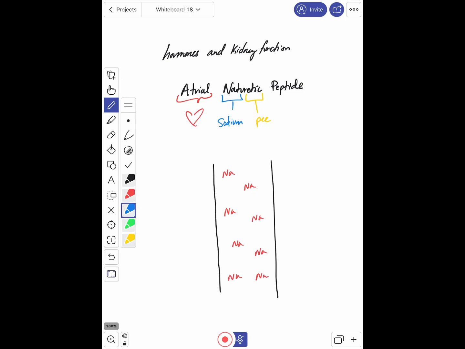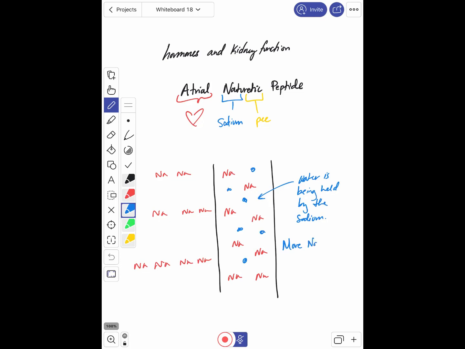In response to this, what's going to happen is that the kidney is going to decrease sodium reabsorption in the collecting duct. When sodium reabsorption is decreased, this means that there's less of a gradient to pull the water out. Because remember, the thing that's causing water to move is the concentration of solute around that collecting duct. And if there's more solute inside the collecting duct, that water doesn't want to move.